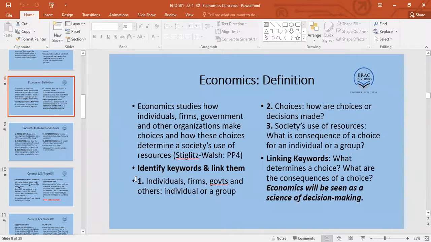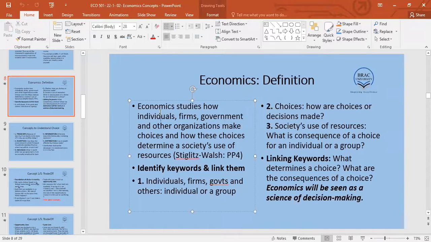So to make it even simpler, we have only 2 institutions. One is the households and one is the firms. The government and other organizations, we will, for the time being, assume that they don't exist. How do they make choices, and what consequences does this choice have on us? So when we are discussing choices, we are basically discussing decision making. Decision making and choice are synonymous with each other.